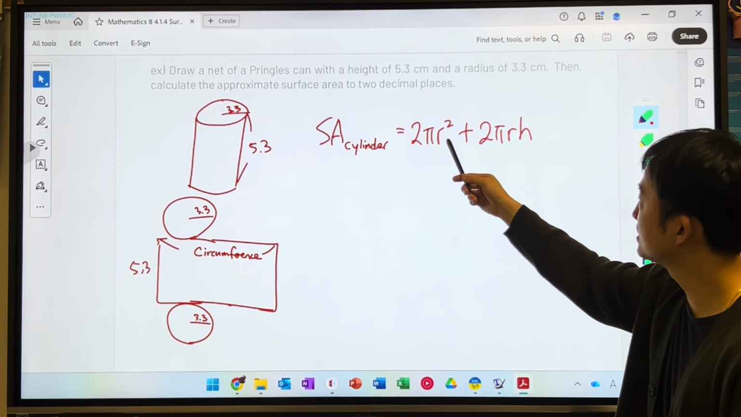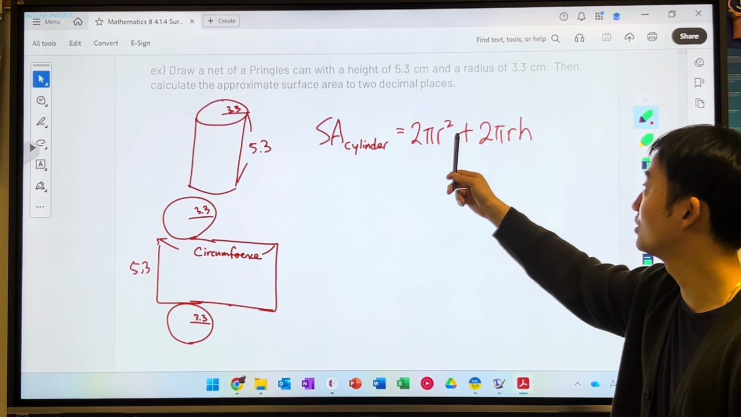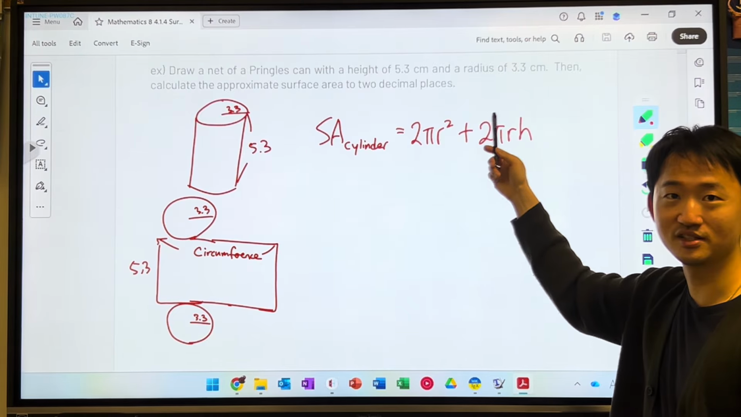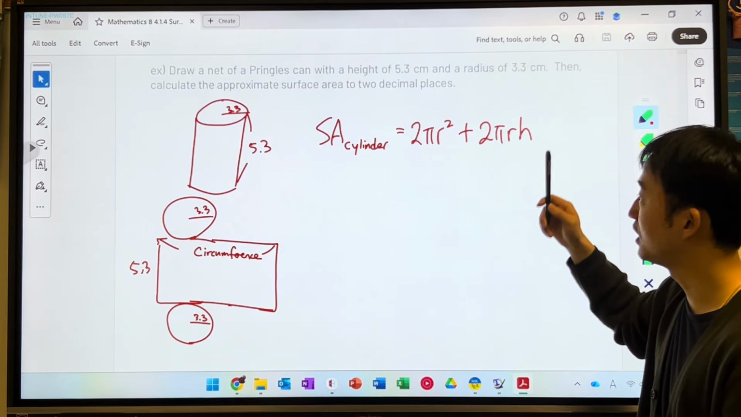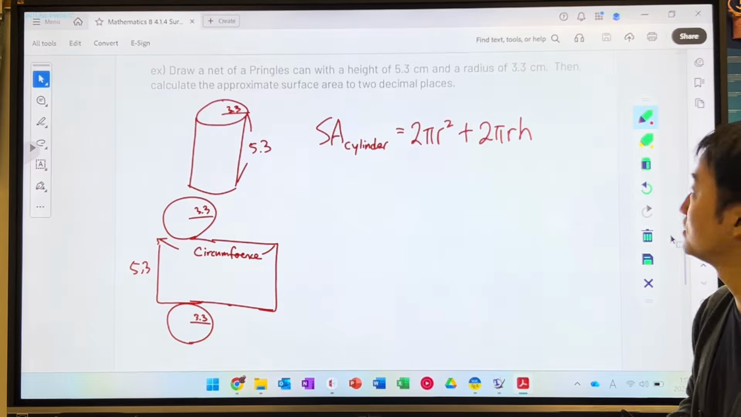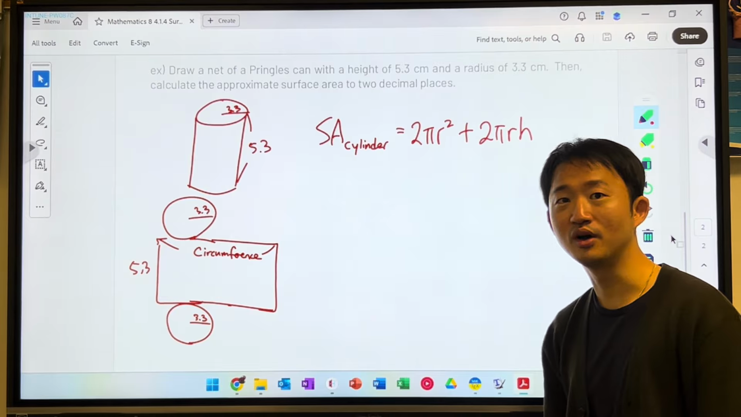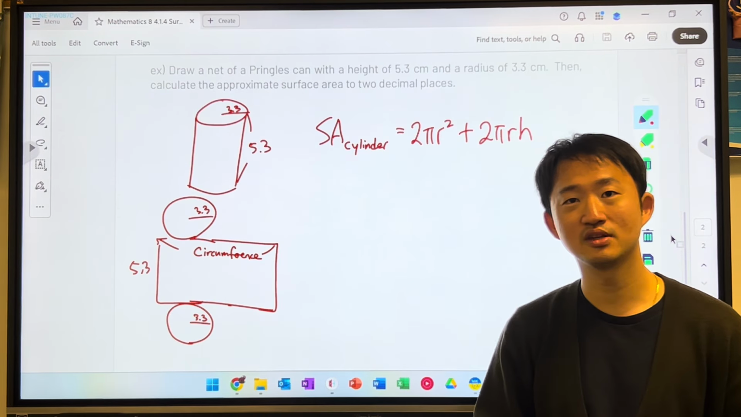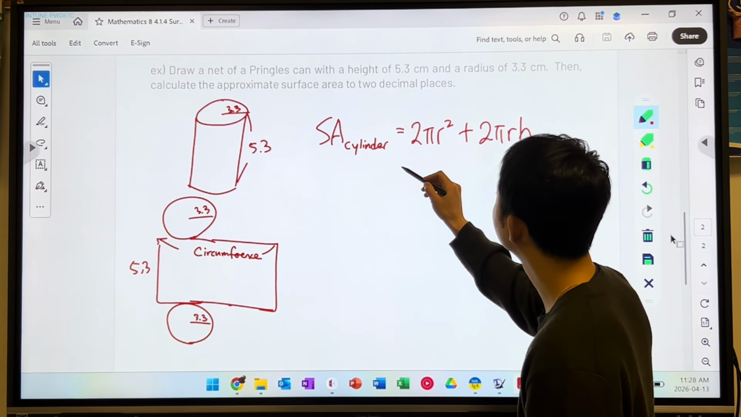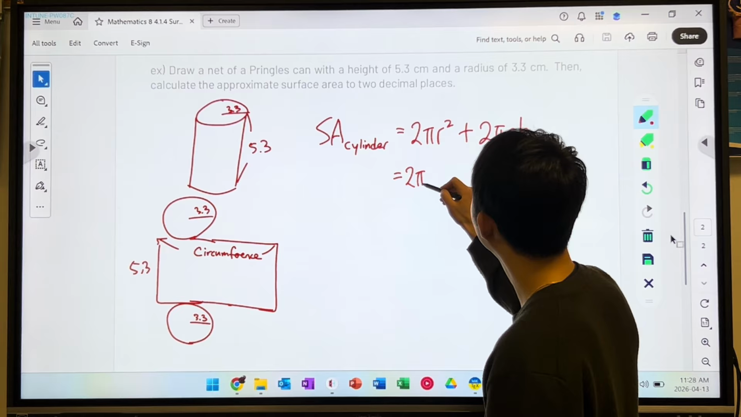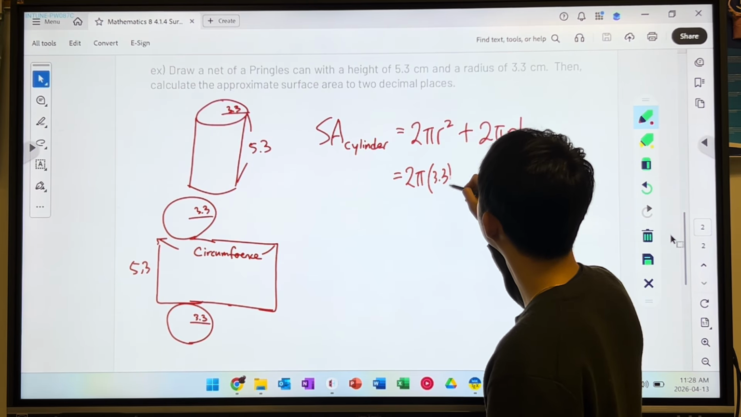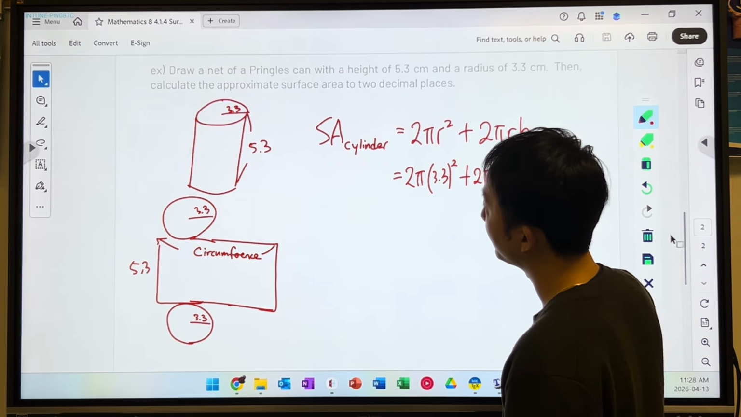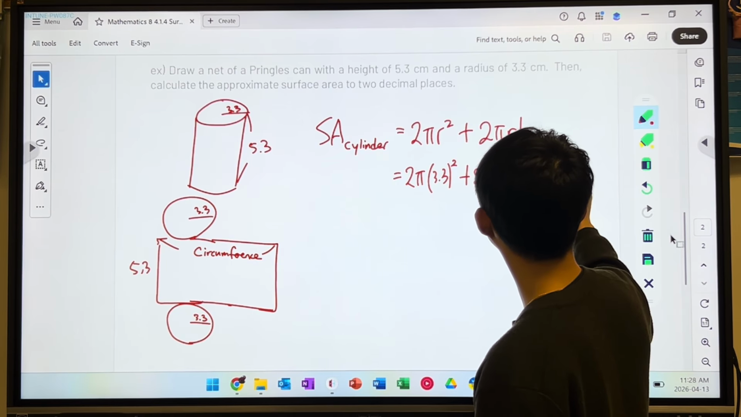So it might look similar to the previous formula that we have used. 2 times pi r squared. Pi r squared is the area of a circle, so that's 2 times the area of a circle, plus the 2 pi r is the circumference of the circle, multiplied by the height, the 5.3 centimeters. So in this one, I don't have to separately calculate the area of the base and the perimeter of the base. I just need to plug in the numbers that I know of. So that's going to be 2 pi, and r is 3.3. And h, the height, is 5.3.